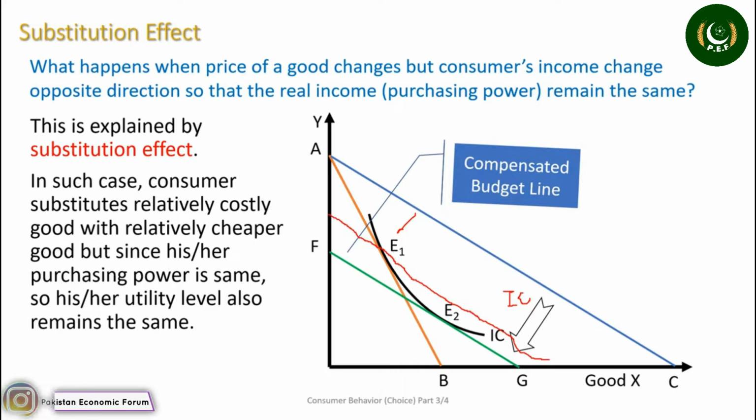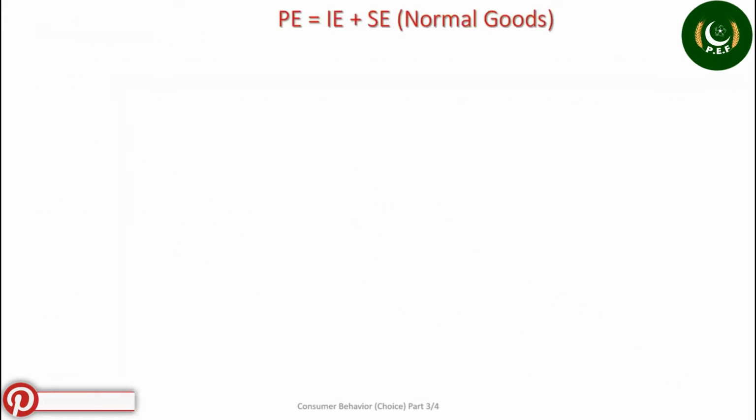Now the second part. In this part, we shall discuss how, when the price of a good changes and its quantity demanded increases, we can break down this whole process into the income effect and the substitution effect. First, we are discussing the case of normal goods.